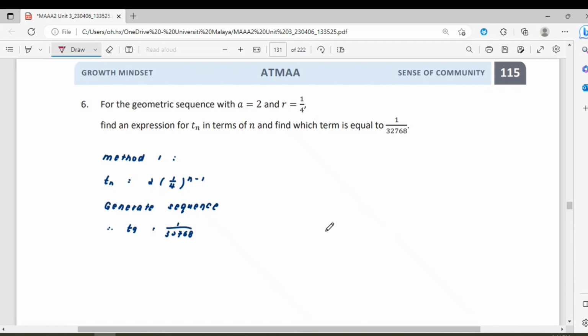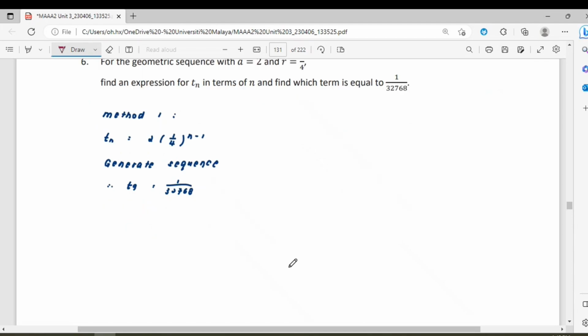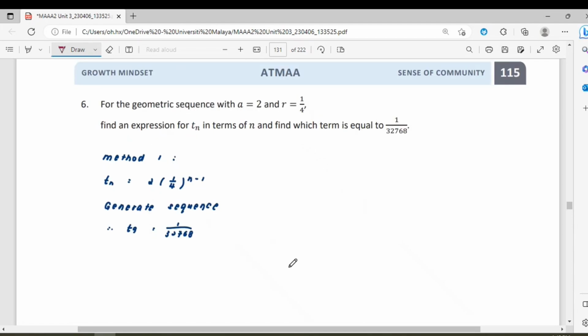Okay, so question 6. This is the question that we have done previously by using the TI-Nspire, using the generate function. So we are going to go through the other method, where we do a bit of manual calculation to get to the answer. And after that, we will explore the other function in your calculator as well. Okay, so this is method 2.